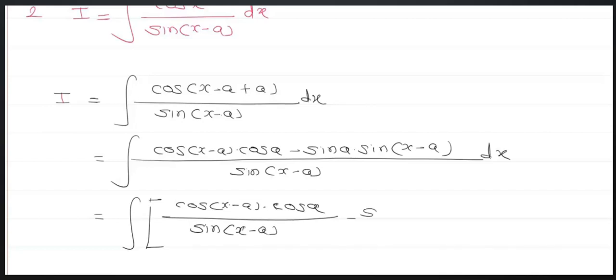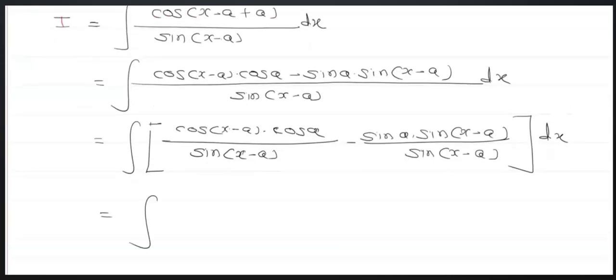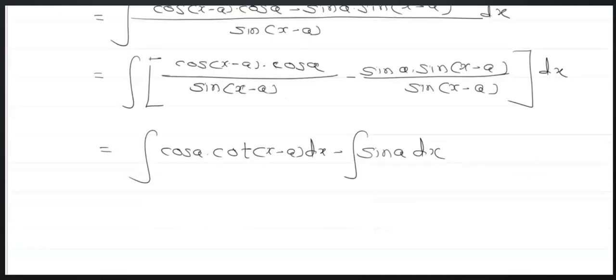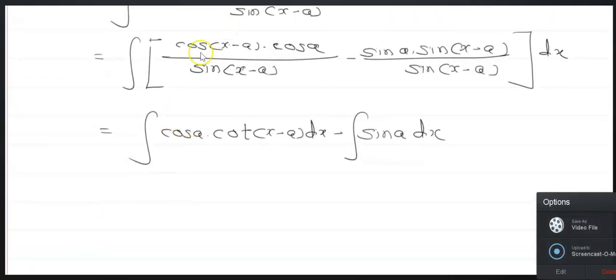minus sin of a and sin of (x − a) upon sin of (x − a). Now in this case, cos of (x − a) upon sin of (x − a) does not cancel, it becomes cot. You will get cos of a into cot of (x − a) dx, and the next term is sin of a dx. Now see this here, cos of (x − a) upon sin of (x − a) becomes cot of (x − a), and here sin of (x − a) upon sin of (x − a) gets cancelled, and you will get sin a.